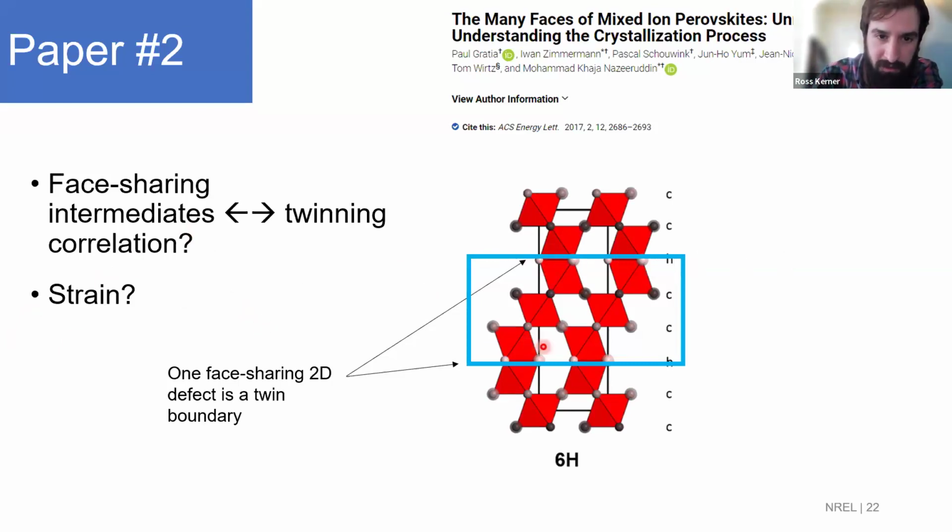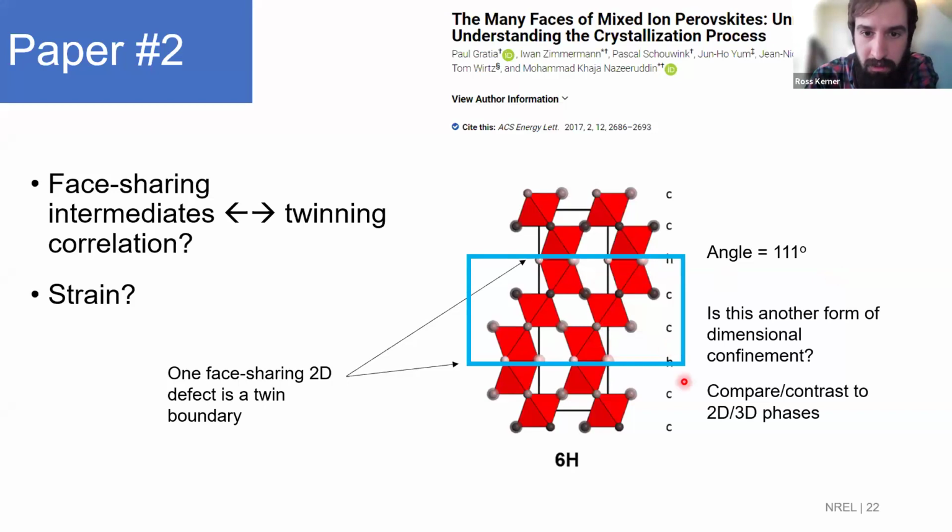But you could also imagine that, I'll say that the angle is 111. I'll show this later in some TEM, but it's good to note now the angle between these two at the twin boundary is 111 degrees. And you can also ask, say, is this kind of another form of dimensional confinement? Can this be regarded as kind of a 2D phase perovskite, but very different from the Ruddlesden-Popper or the Dion-Jacobson that we're more familiar with?